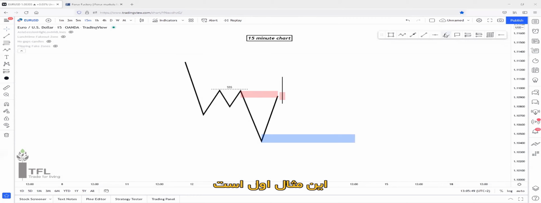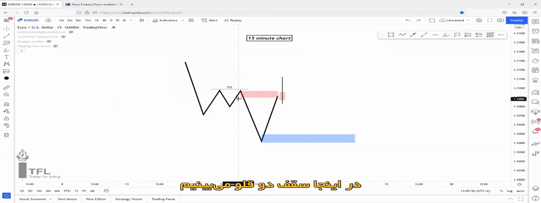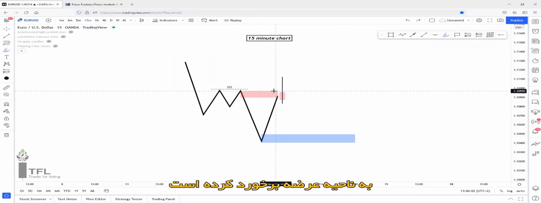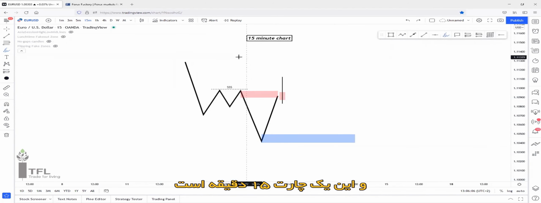Good. So I brought this first example. This first example is on the 15-minute chart. Let's take a look at this chart. What can we see here? We can see that here are double tops, right? Price came above right here, tapped into the supply zone, and wicked above this liquidity line right here. And this is on the 15-minute chart.